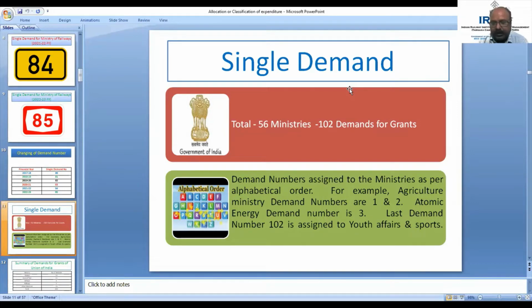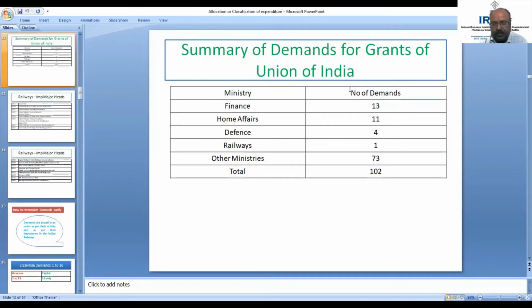In between railways is the Ministry of Railways. So we got, in between, the demands 80, 81, 82, now current year 84. Suppose next year any department is deleted, maybe we may get one number down. This is just for information.